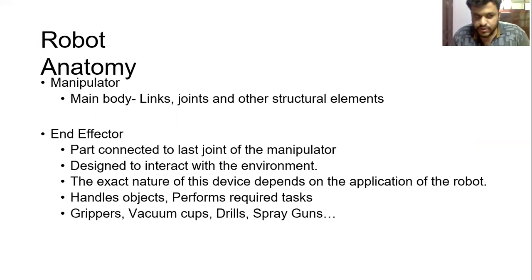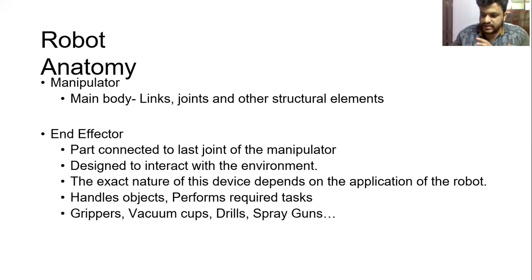Now coming to robot anatomy. What are the parts involved in a robot? The first one is the manipulator. The manipulator includes, as I said, links, joints, and many other structural elements in its main body. And another part of the robot is the end effector.